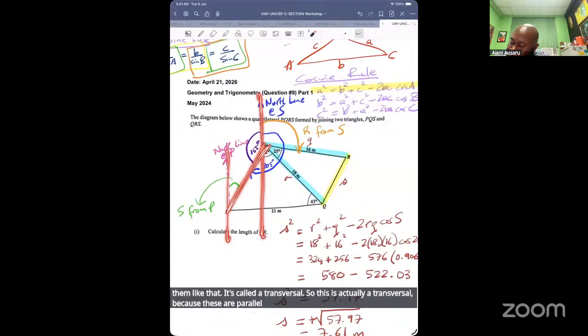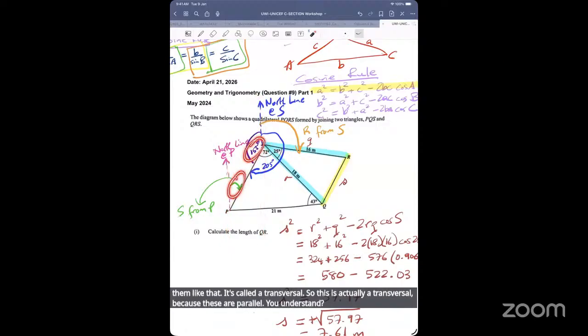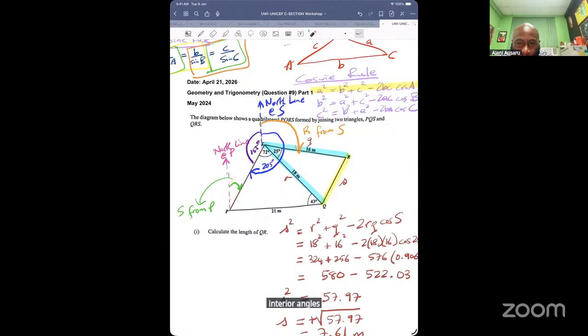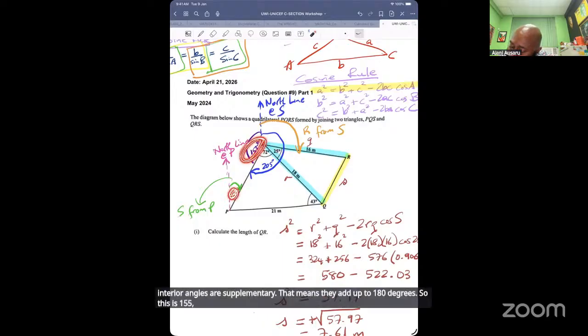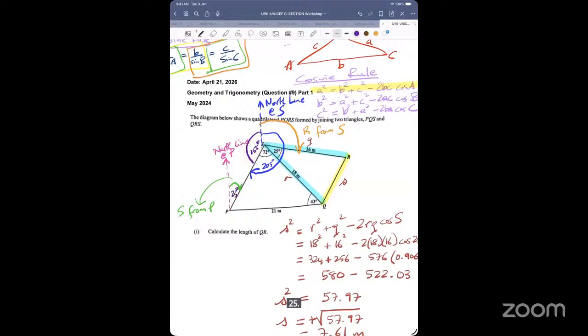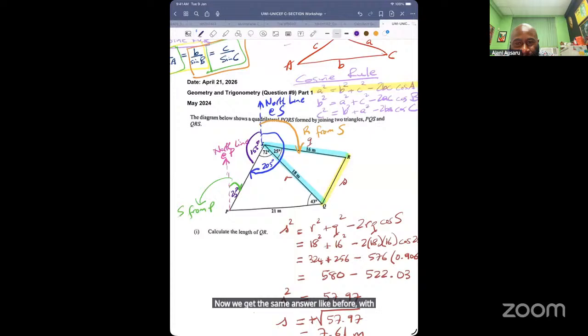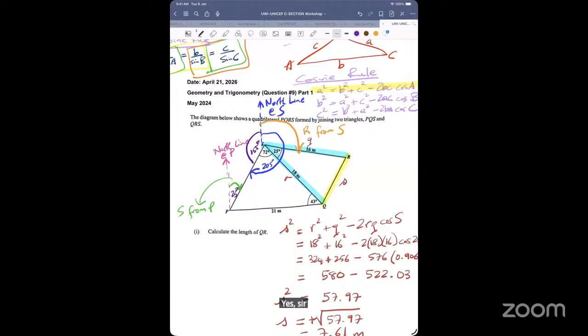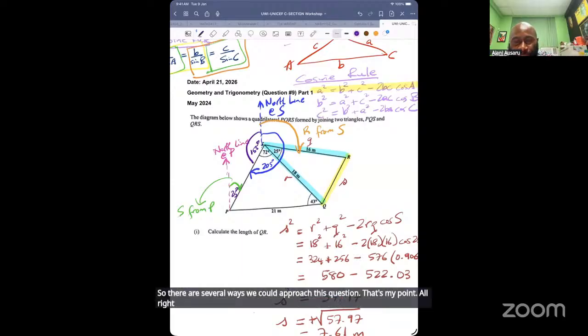You understand? Interior angles are supplementary. That means they add up to 180 degrees. So if this is 155, then this angle here has to be what? 25 degrees. And we get the same answer like before with the back bearing. Make sense? So there are several ways we could approach this question. That's my point. Any which way you do it would have been fine. It's just that the back bearing was a little bit shorter. Correct?